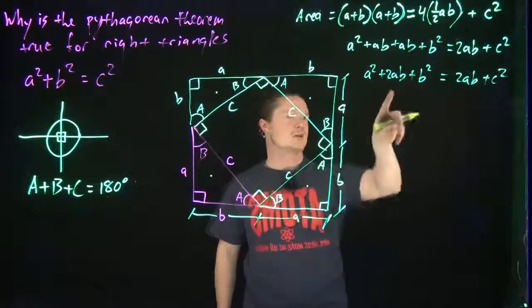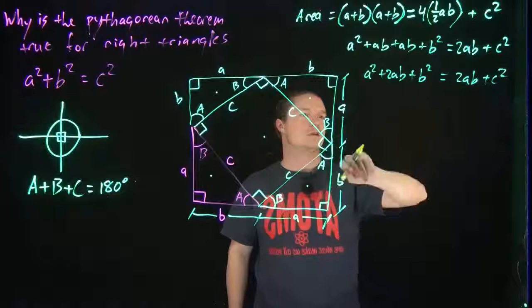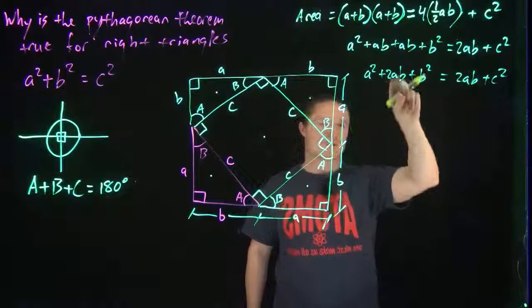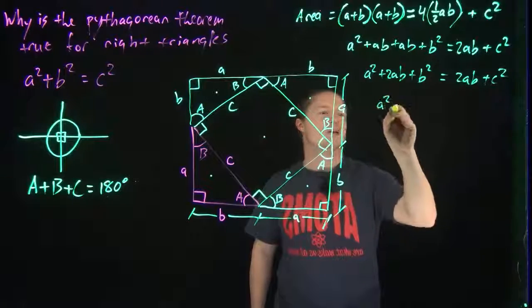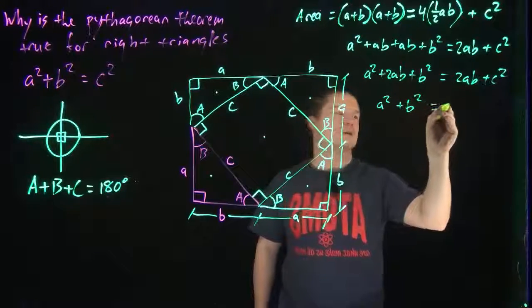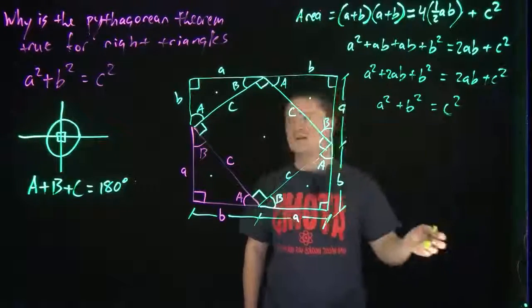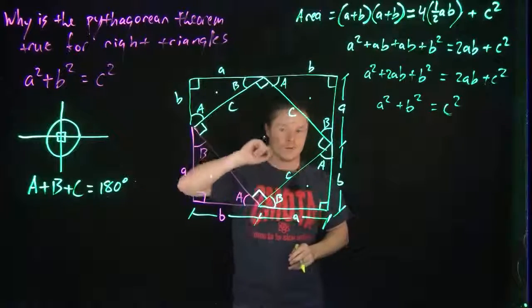Now, notice we've got a similar term on both sides. We can reduce that. We can subtract 2ab from both sides. So we end up with a squared plus b squared equals c squared. And there we see our famous formula from before.